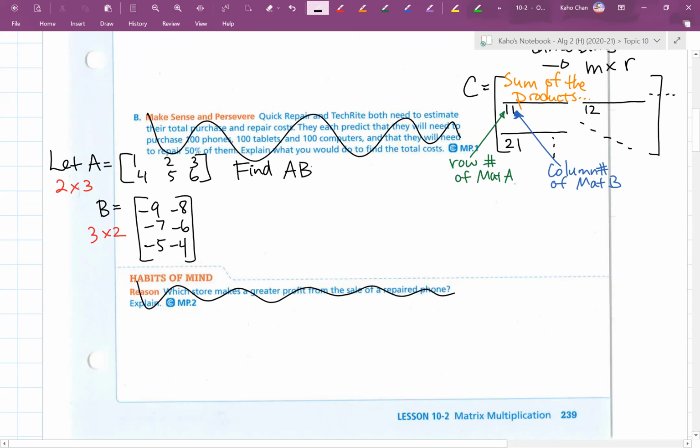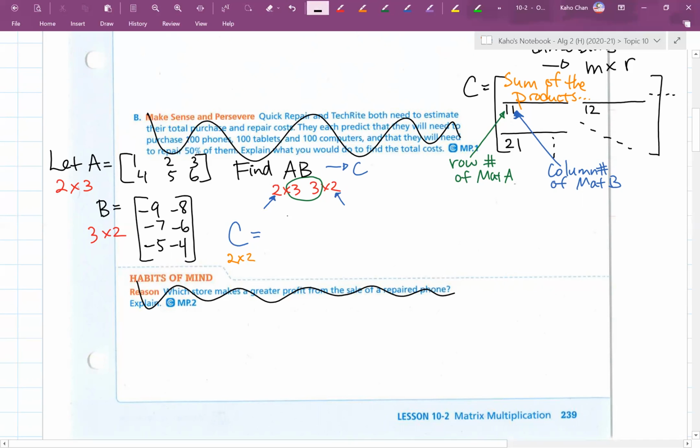First, you've got to see if you can find A times B. The dimensions of matrix A are 2 by 3. The dimensions of matrix B are 3 by 2. The inner two numbers match up, so yes, you can. When you multiply the two matrices together, your final matrix, we'll call that matrix C, will have dimensions of 2 by 2, okay?